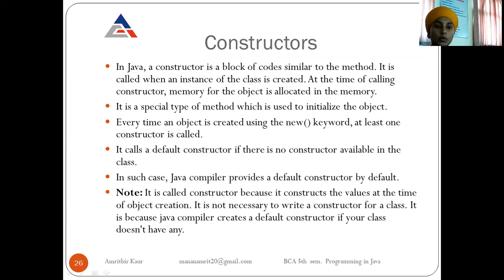So here is just a note. It is called a constructor. Why do we call it a constructor? Why is its name constructor? Because it constructs the value at the time of object creation, because it assigns value at object creation. It is not necessary to write a constructor for a class, meaning if we skip the constructor, it is because the Java compiler creates a default constructor. If we are not writing any constructor, then the compiler creates a default constructor.